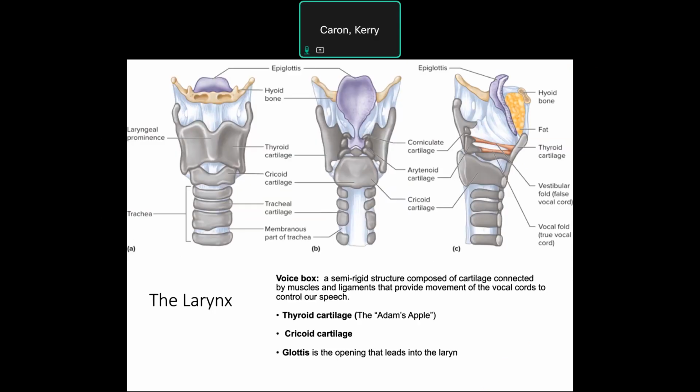Okay, the larynx I mentioned was the voice box. And let's see the best picture of it.